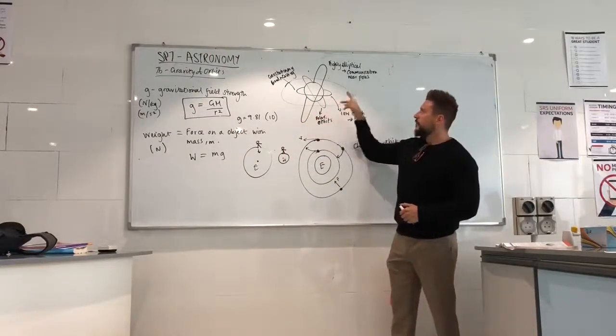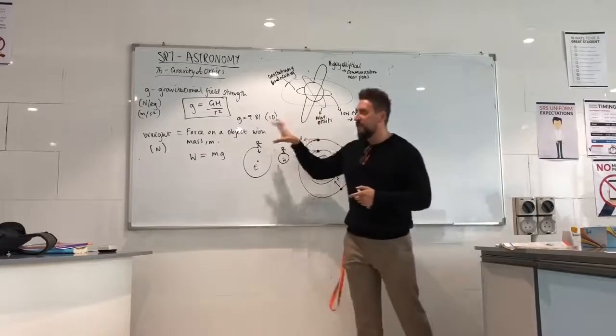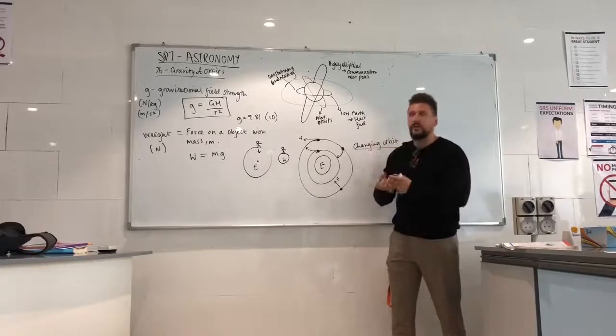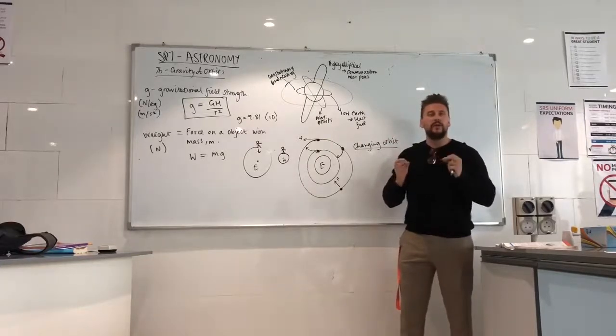Orbits around the Earth. So we've already said in the heliocentric model of the solar system, we said the planets, they look circular when we draw them, but we know that they're not quite circular.